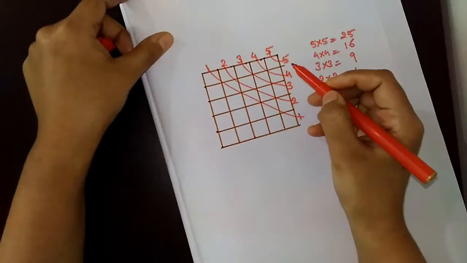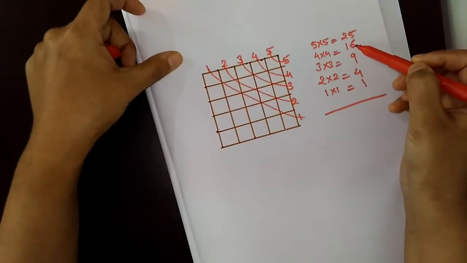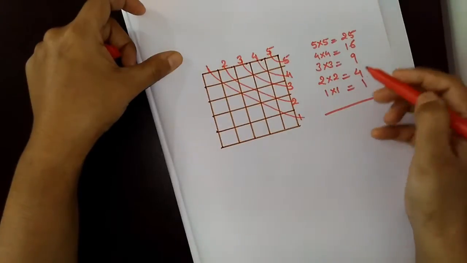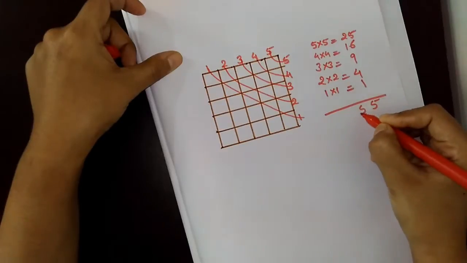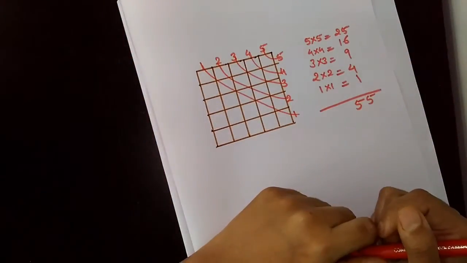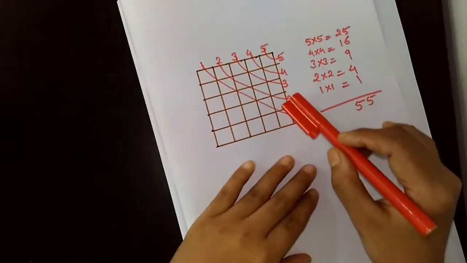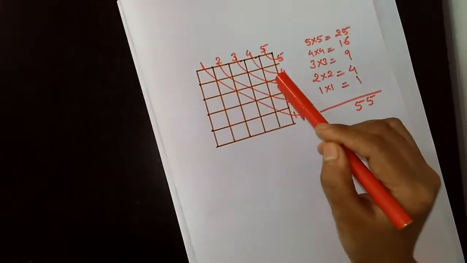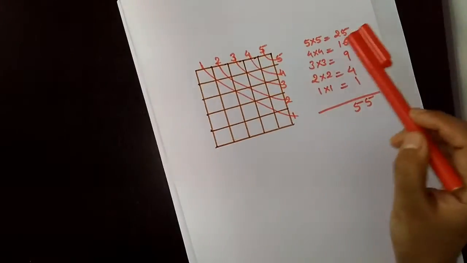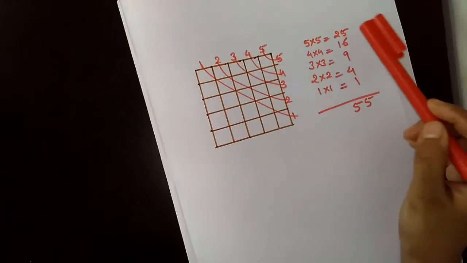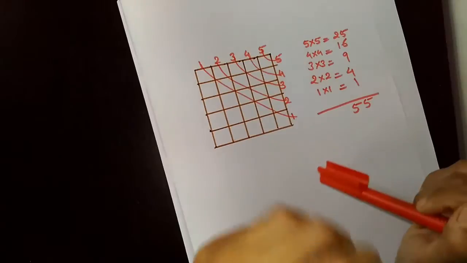We made pairs and multiplied them. Now we are going to add them. 1, 5, 14, 30, 55. So in this figure, the total number of squares is 55. The first thing, count the number of rows, number them, count the number of columns and number them. Then make pairs this way and multiply, then add them. So the total number of squares in this figure is 55.